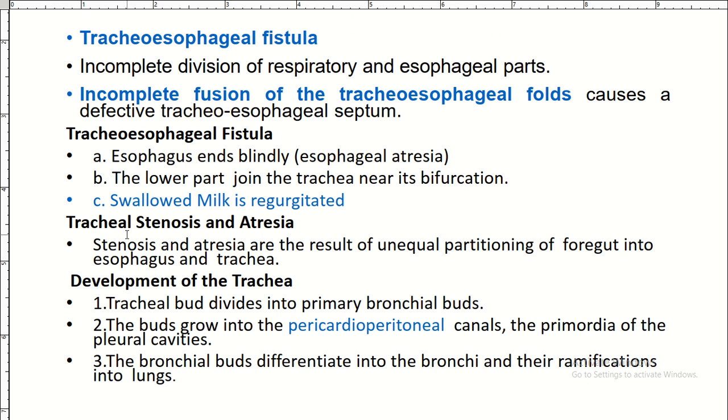Let's go to another one. We have a tracheostenosis and atresia. So stenosis and atresia are the result of unequal partitioning of the foregut, right, into the esophagus and the trachea. So stenosis just means that we have decreased caliber of the lumen of the trachea. And then atresia, there will be a blind end of the trachea, right? So that the trachea is not proceeding to the lungs or to the bronchi. There is an occlusion, right?